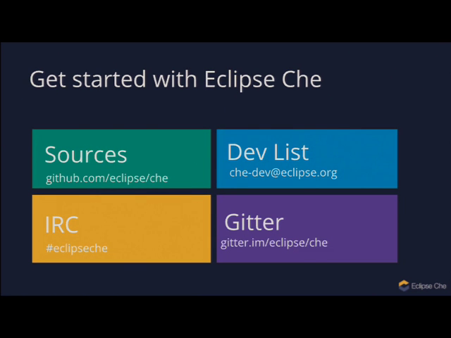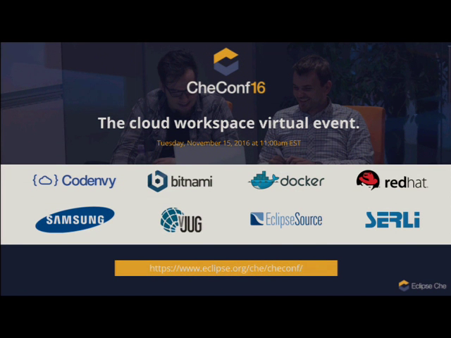Of course, everything for Che is on GitHub or onto our documentation. You can contact us by using our dev list, che-dev@eclipse.org. We have an IRC channel, and we are on Gitter as well. And Tuesday, November 15, we will do the first Che Conf. It will be a virtual event, which we will run on Google Hangout. So you can join, you can leave, you can rejoin as you want. Give a look at the program.